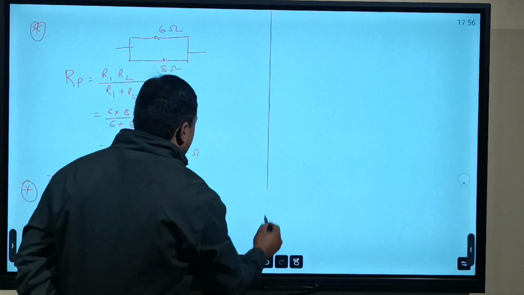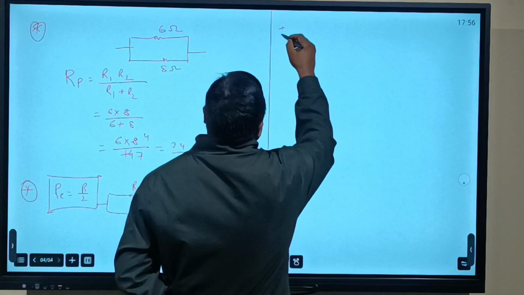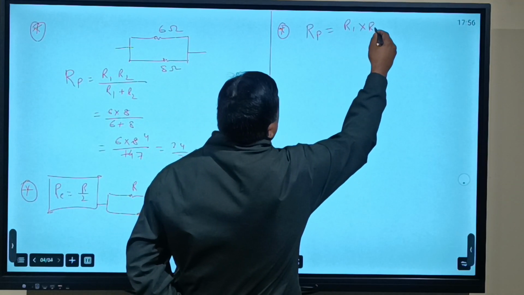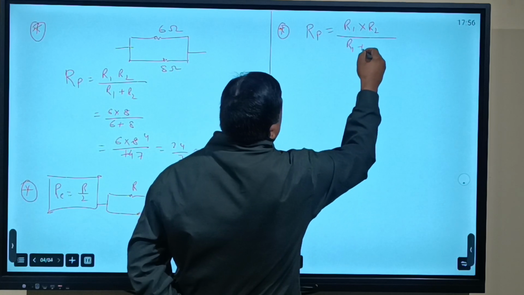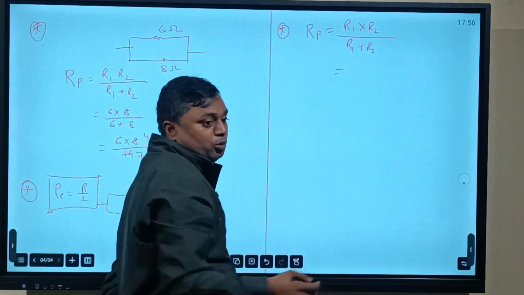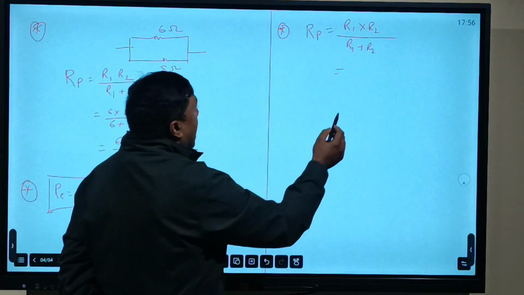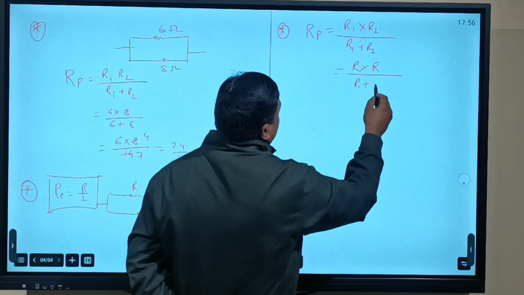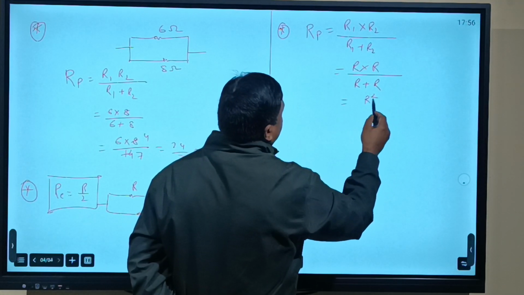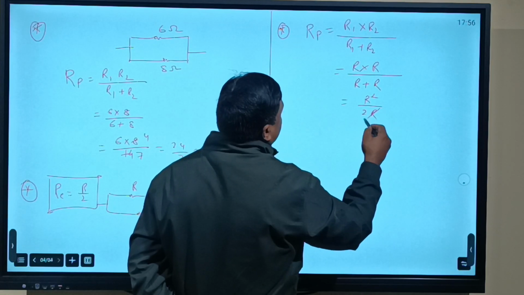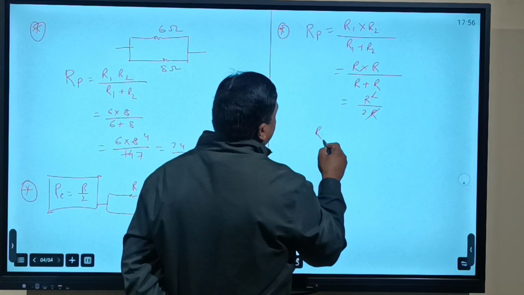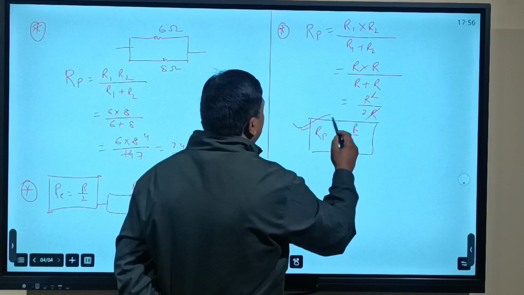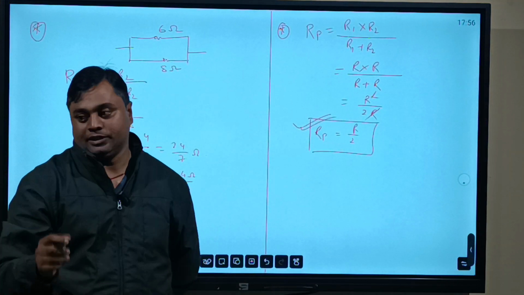You can check by substituting. As we know, Rp is equal to R1 into R2 divided by R1 plus R2. Both R1 and R2 are the same, so we can write R into R divided by R plus R. So it is R square by 2R. R square and this get cancelled. So Rp is equal to R by 2. This is also very useful when the circuit is lengthy.